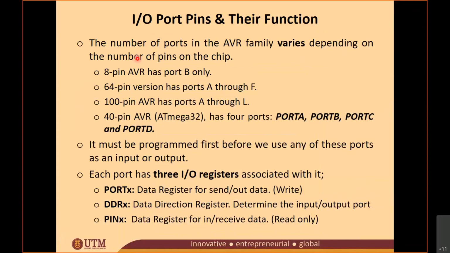Okay, so the number of ports in the AVR family depends on the number of pins. For the 8 pin AVR, it has port B only. The 64 pin version has port A through F. Kalau AVR tu ada 100 pin, dia akan ada port A through L. But for ATmega32 kita ada 40 pin out, so kita akan ada 4 port, which is port A, port B, port C and port D.